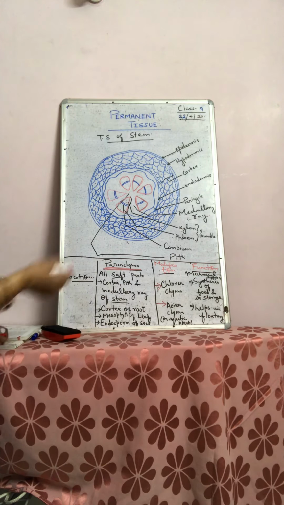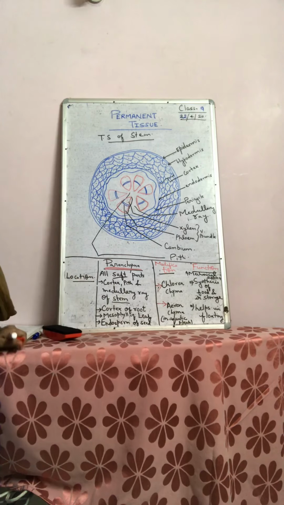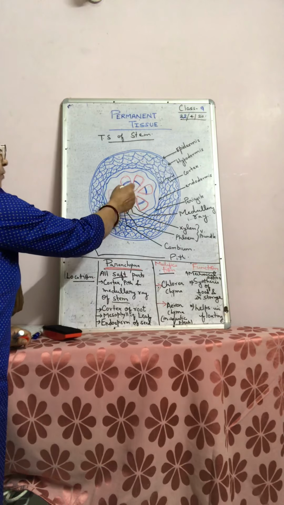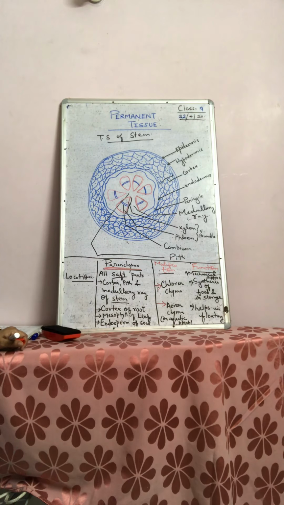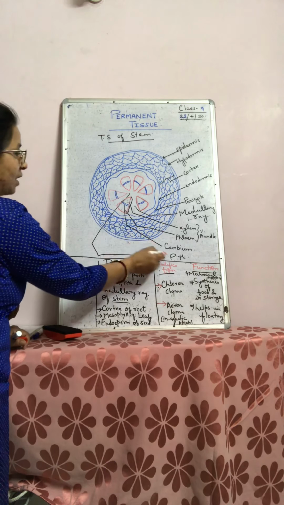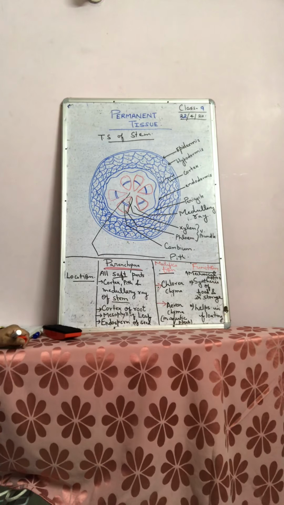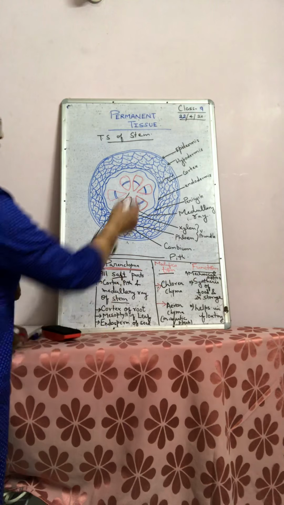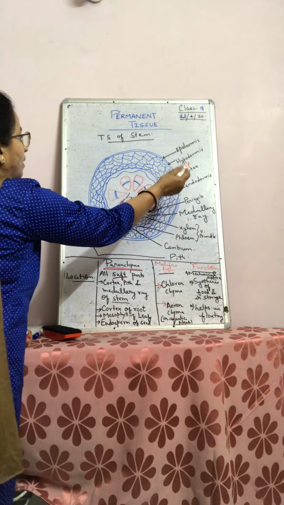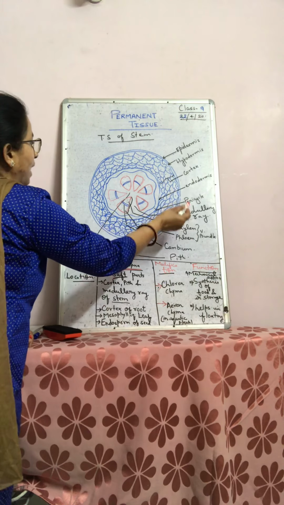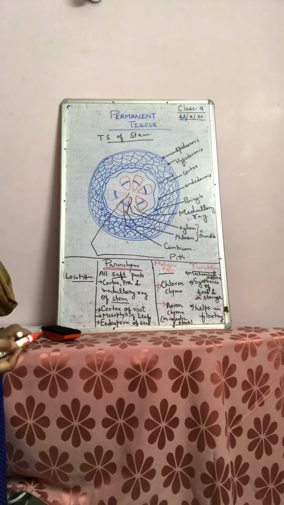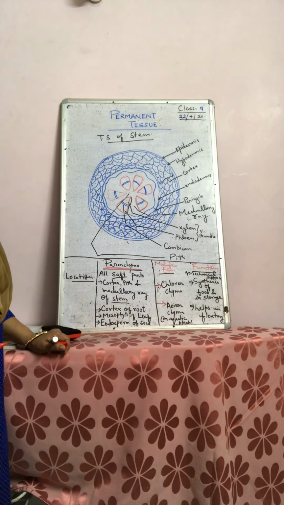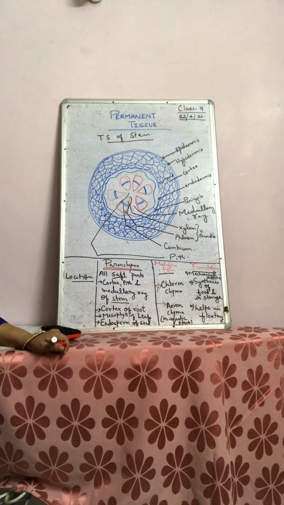Now, look at the central portion of this slide. You will find a large number of cells, which are parenchymatous cells, and this region is called the pith. That means epidermis, hypodermis, cortex, endodermis, pericycle, medullary ray, xylem, phloem, cambium and pith can be seen in the transverse section of stem.